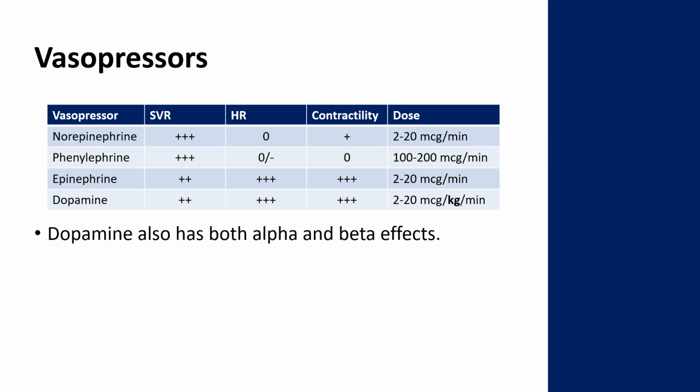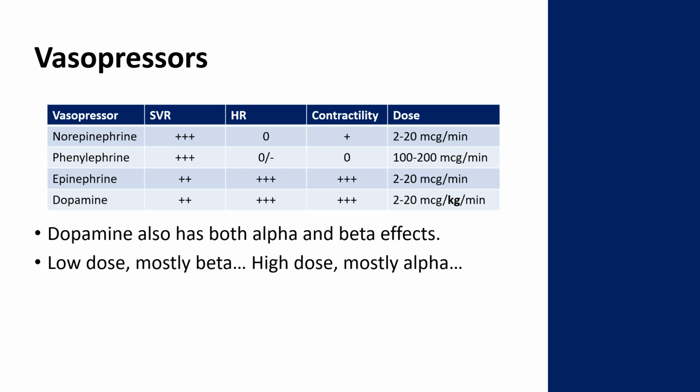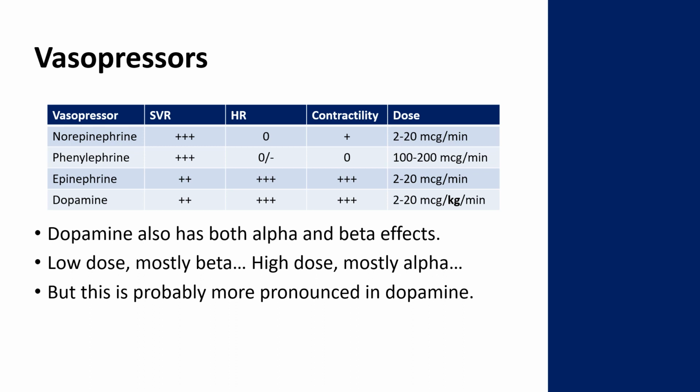Just like epinephrine, dopamine has both alpha and beta effects, which helps explain its profile. And it also has that same dose-dependent effect, where low doses give you mostly a beta effect and high doses give you mostly an alpha effect. But we think that this is probably more pronounced in dopamine. Some people go so far as to say that low-dose dopamine is almost like a completely different vasopressor when you compare it to high-dose dopamine. So it's more finicky that way.